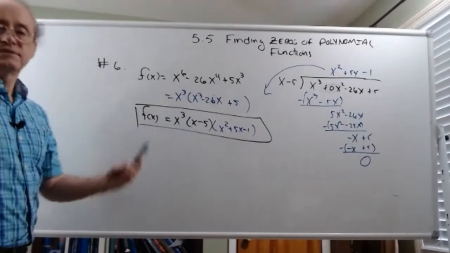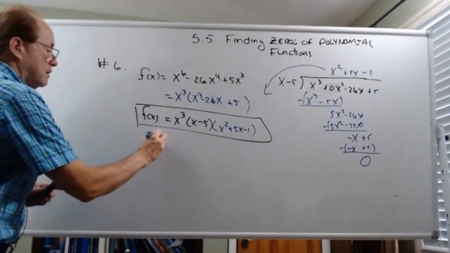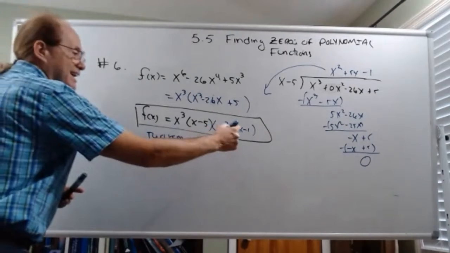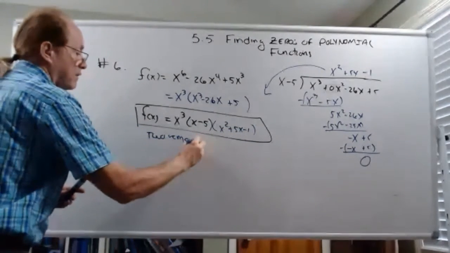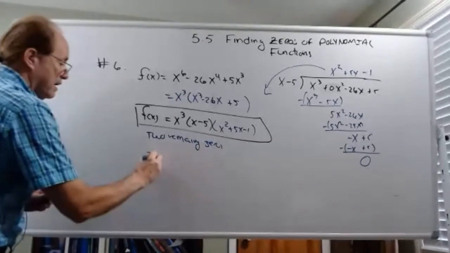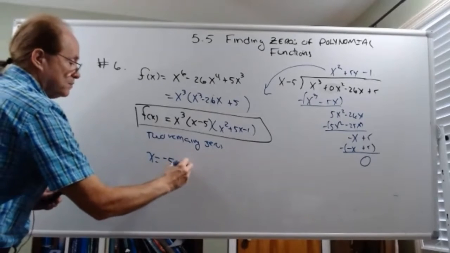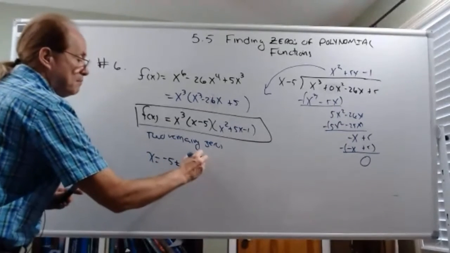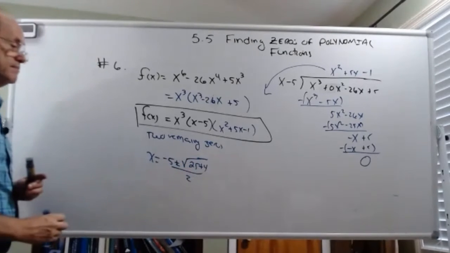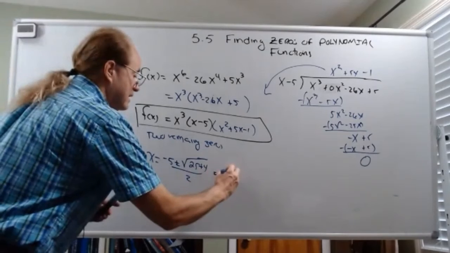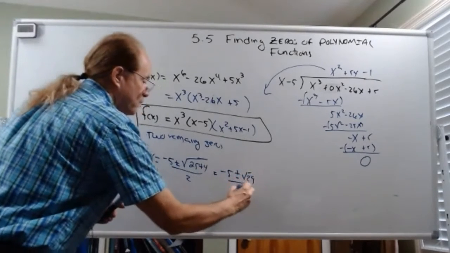But let's find the zeros. That's a quadratic. Use the quadratic formula. So the two remaining zeros are the zeros of that irreducible quadratic. So I say x is equal to the negative of b plus or minus the square root of b squared minus 4ac, all over 2a. So it's equal to negative 5 plus or minus the square root of 29, over 2.